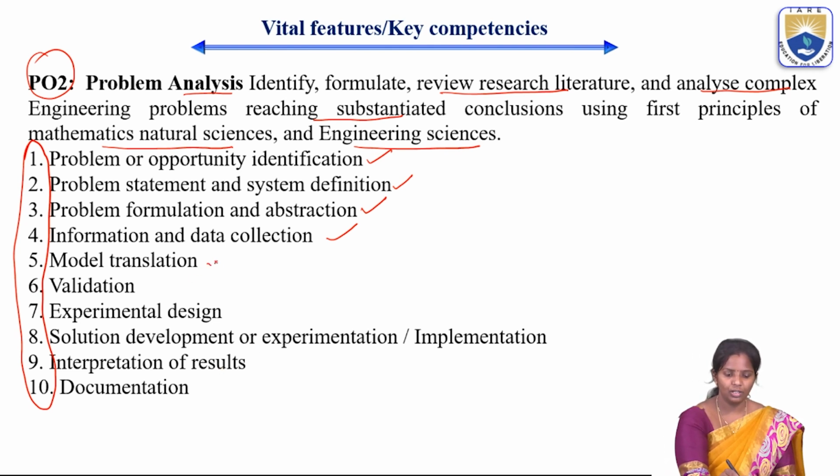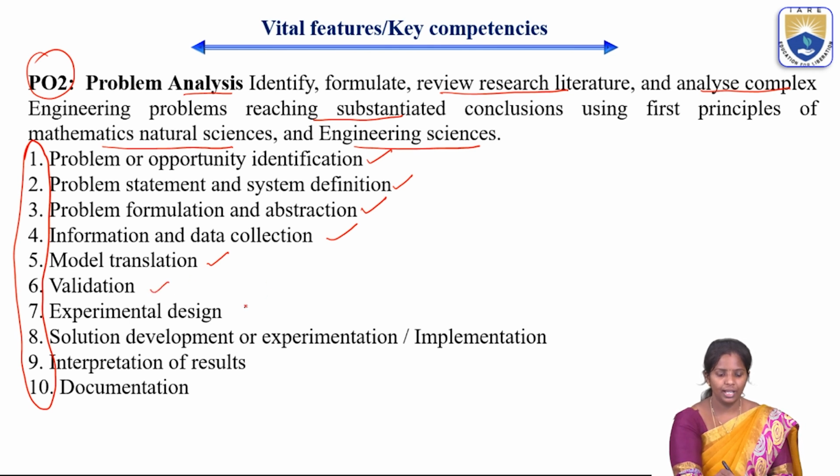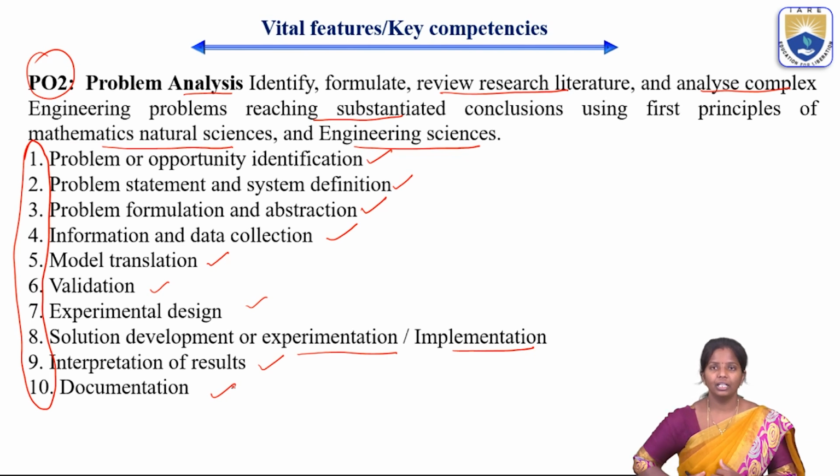articulation. So model translation, validation, experimental design, solution development or implementation, interpretation of results, documentation. So these are the different vital features or the key competences that are present in program outcome 2, but depending on the course, we will be using them for the matrix articulation.